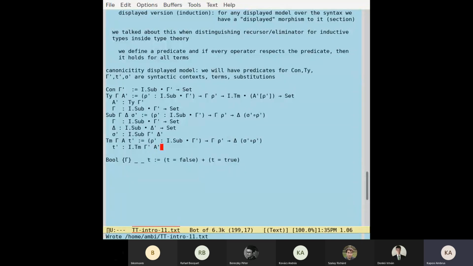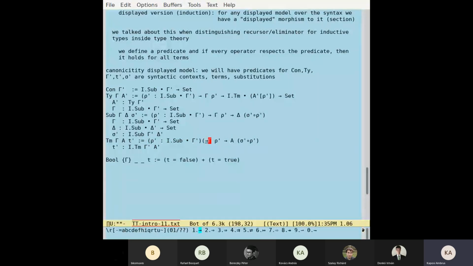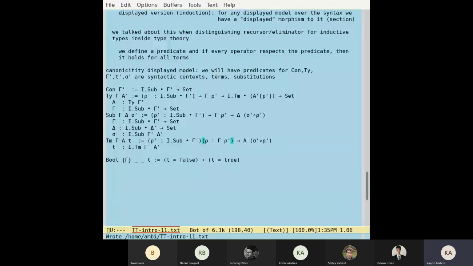But in the end, I only want to prove something about terms in the empty context. So I will say that I have a closing substitution, and let's give this also a name. This is called row hat, which witnesses that the gamma predicate holds for row prime. And then I say that the predicate A holds for the term T prime substituted by row prime.